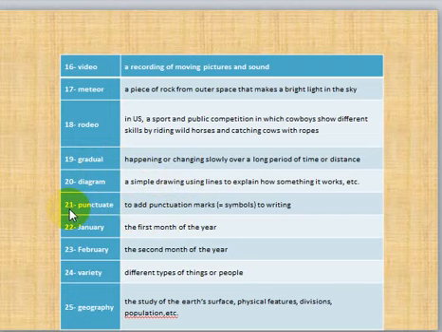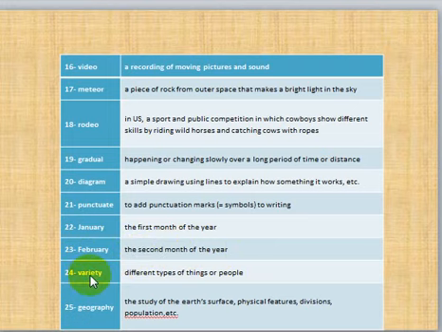Okay, number 21, punctuate: to add punctuation marks, like symbols or marks to writing, like a period, question mark, capital letter, and so on. 22, January, the first month of the year. The second month of the year is what? February, the second month of the year.